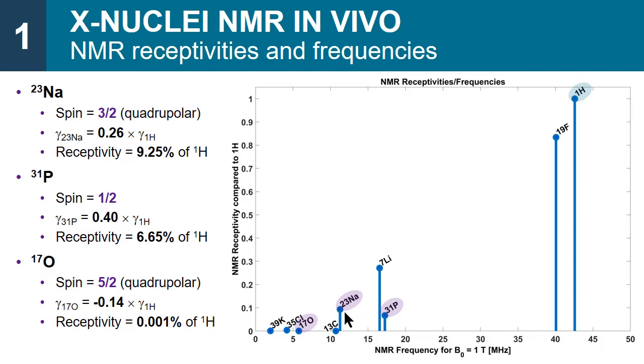So you lose a lot of signal just because of the magnetic properties: it's a spin 3/2, and the gamma is almost 25% of that of the proton. Phosphorus is a spin 1/2 like proton, but the gamma is a little bit higher, and the receptivity is going to be about 6% of the proton. Oxygen 17 is a spin 5/2, so it's a quadrupolar nucleus too. The gamma is very low, and it's negative, so it rotates in the other direction. And the receptivity is very, very small, 0.001%.